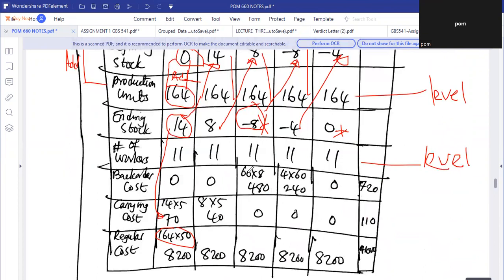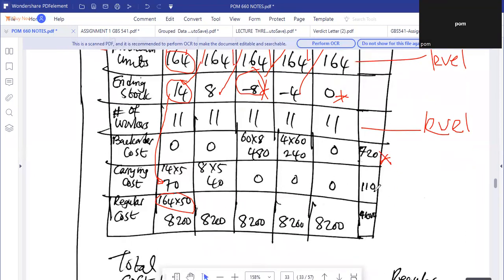We're getting the cheapest, which is 60 among the three: overtime, subcontracting and back order. So we're 60 by 8, 40 by 60, we're getting 720 as a back order cost. Then we have the other one, which is the carrying cost, which is 110. Then the other one is 41,000.